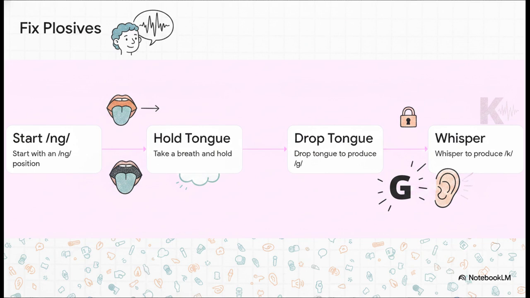You see, the "eng" sound actually puts the back of the tongue in the exact right position for a G or K. So have them make an "eng" sound and freeze their tongue right there. Have them take a breath, hold that tongue placement, and then suddenly drop their tongue. The result is a perfect G sound. Once they can do that, simply ask them to whisper that exact same movement, and magically you get a perfect K sound. It's honestly a brilliant little mechanical workaround.